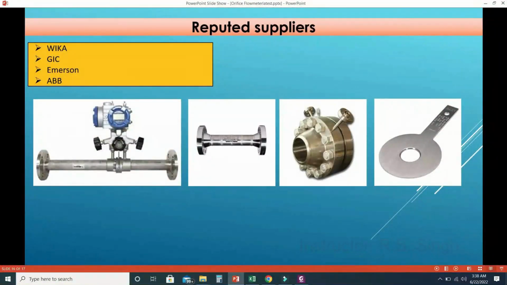Some reputed suppliers in the market are YKGIC, Emerson, ABB. We can purchase integral orifice and restriction orifice from these suppliers as per our requirement. Sometimes we purchase only the plate, sometimes plate and assembly, sometimes plate with meter run, sometimes with transmitter also. So as per the project requirement or project strategy, we can purchase different kinds of things from different suppliers. So this is all about the orifice meter.